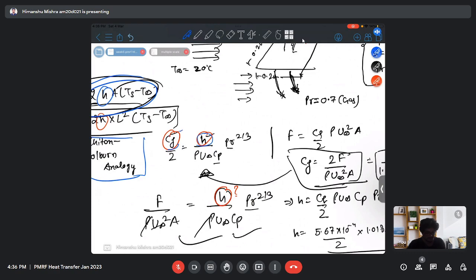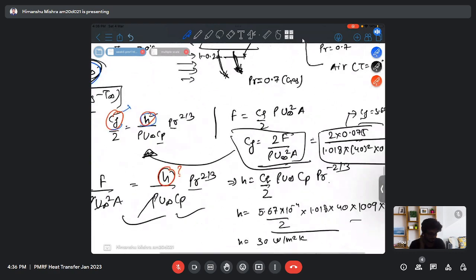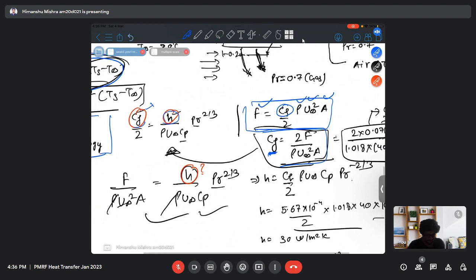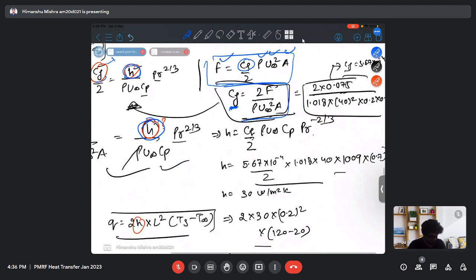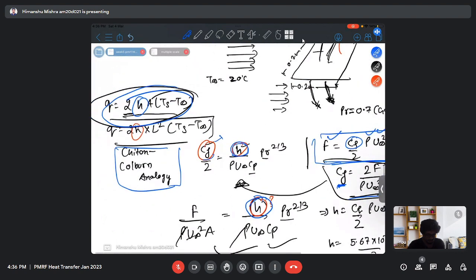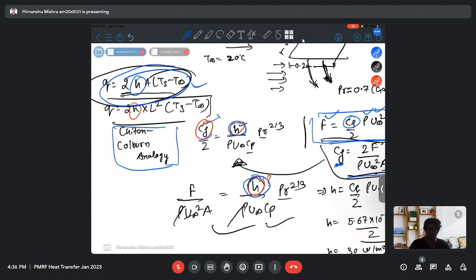Since the drag force coefficient is also not given, we use the drag force relation from fluid dynamics to find the skin drag coefficient. We already know the drag force and these parameters, and using them we found the drag force coefficient. Once we get this, we can relate it to the heat transfer coefficient, and then we can easily use Newton's law of cooling to find the heat transfer rate by convection.